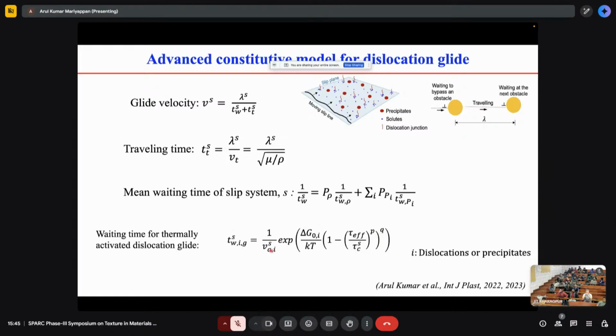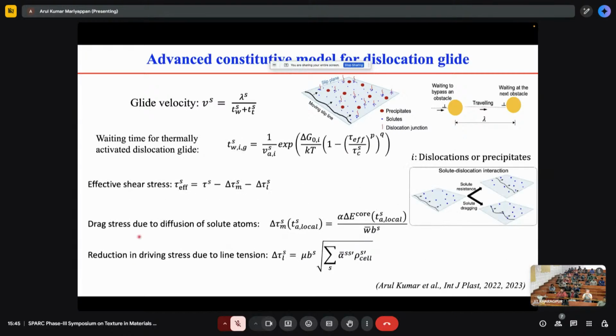So now the problem is how to get all of these terms to calculate the waiting time. The attack frequency we can calculate based on the type of obstacles we have. Delta G naught we have to calibrate, or we can do some kind of DFT simulations to get it. But now the question is what are tau effective and tau CS, the critical resolved shear stress, that we see here. First, the effective shear stress.